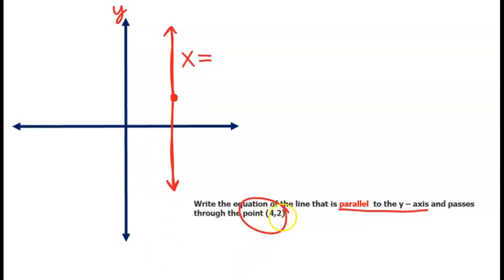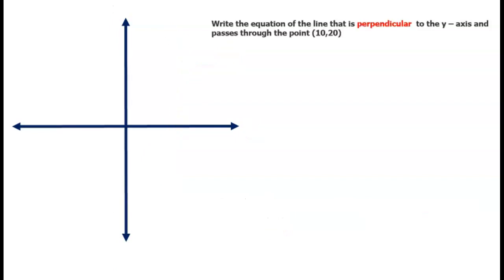Which one of those numbers are an x number? Because it will be crossing the x-axis at the point 4. When it crosses the x-axis and it's straight up and down, the equation is x equals a number. Next example, make your x and y axis.